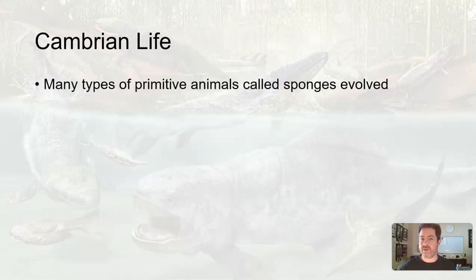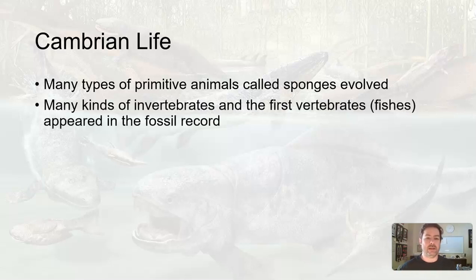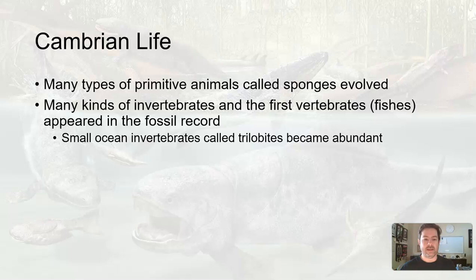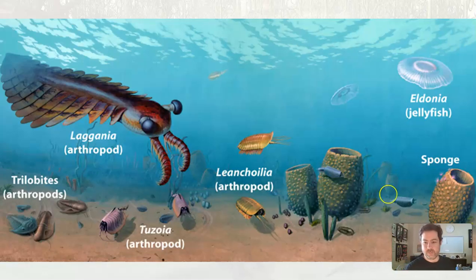So the type of life: we get a lot of primitive animals called sponges that evolved. Many kinds of invertebrates, and the first vertebrates, fishes, appeared in the fossil record. And some cute little small invertebrates called trilobites become abundant. So let me show you what the early oceans would have looked like. Some sponges here, again, some jellyfish.